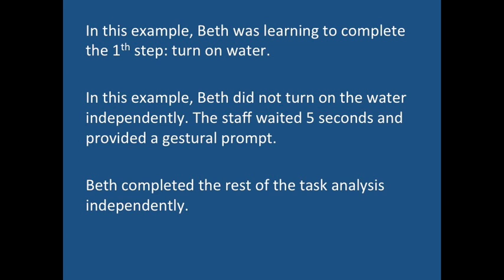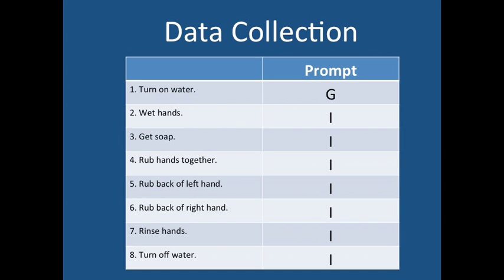In the previous example, Beth was learning to complete the first step of hand washing, which is turn on water. In this example, Beth did not turn on the water independently. The staff waited 5 seconds and provided a gestural prompt. Beth completed the rest of the task analysis independently. When recording the data, you would record a G for a gestural prompt for turning on the water. Beth completed the rest of the steps independently, so you would record an I for steps 2 through 8.